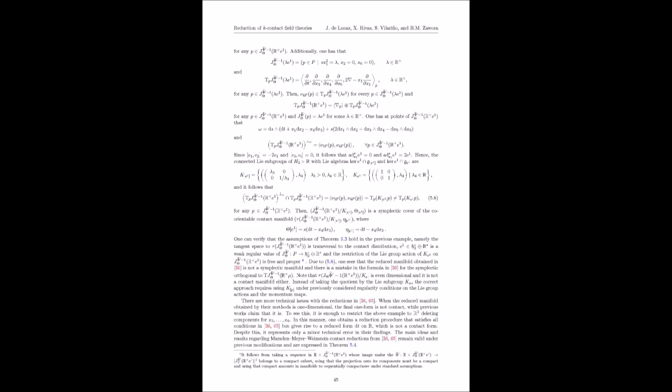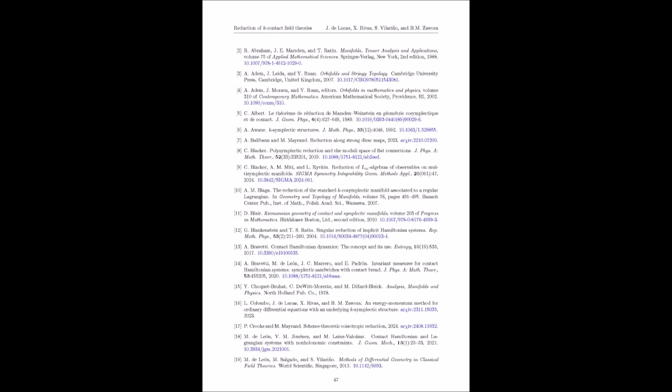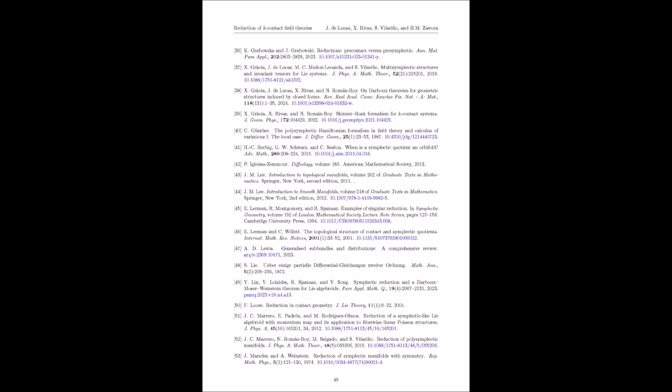What's our roadmap? We're going to start by building a solid foundation, looking at the geometry of k-symplectic and k-contact manifolds. These are the spaces we're working in. The basic playground. Then, from there, we'll dig into how reduction works for what are called exact k-symplectic manifolds. That gives us some crucial tools. Right, tools that will let us tackle the main event, the MMW reduction that's specifically built for K-contact manifolds, which is the core of the paper.